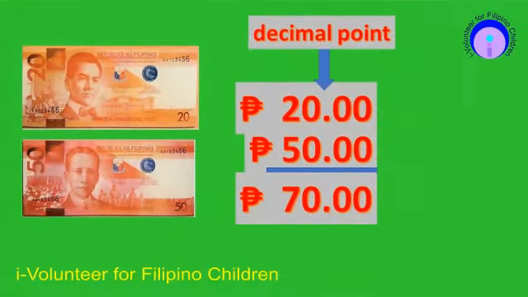Let's repeat what we have learned. This one is the decimal point. The decimal point separates the pesos from the centavos. And the cents is also called centavos.